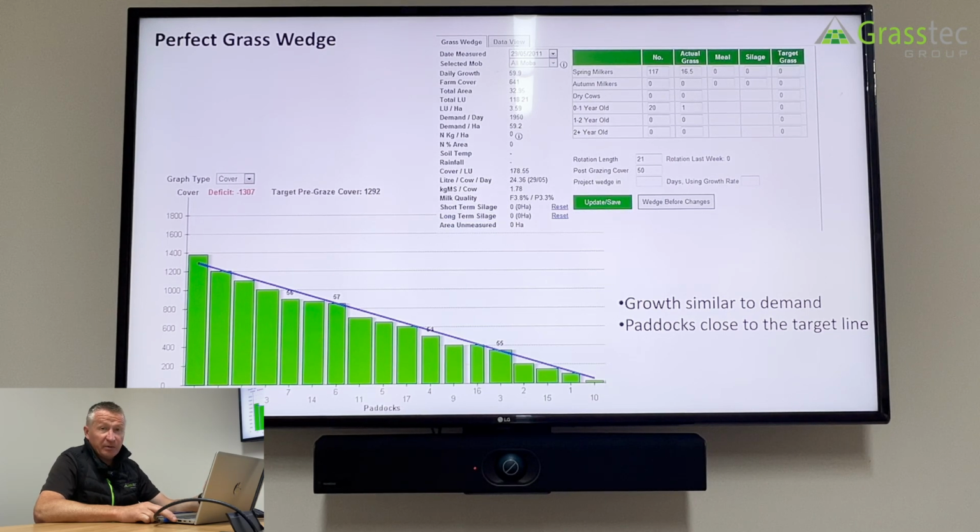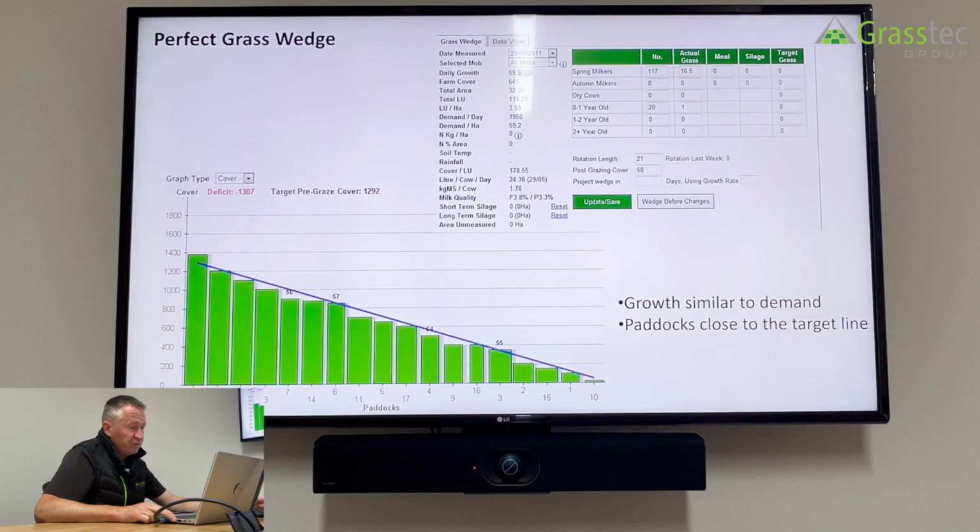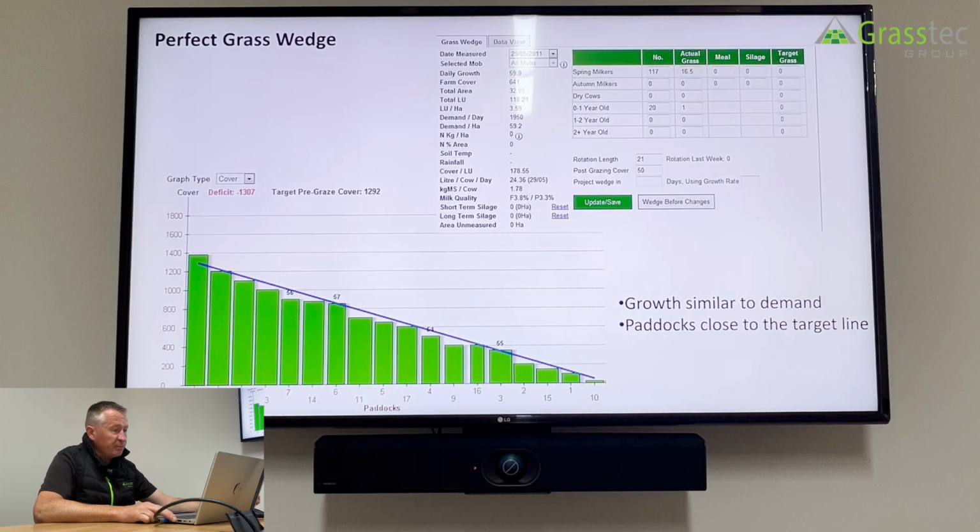Unfortunately, it seldom happens where you do a grass walk and your demand line, your target line, matches your actual grass supply. It's great when it does happen. You have very little decisions to make, but very often it's different. There's maybe too much grass relative to the target line, or too little, which is what a lot of people have experienced in the last 3 to 4 weeks. But anyway, this is a perfect grass wedge.